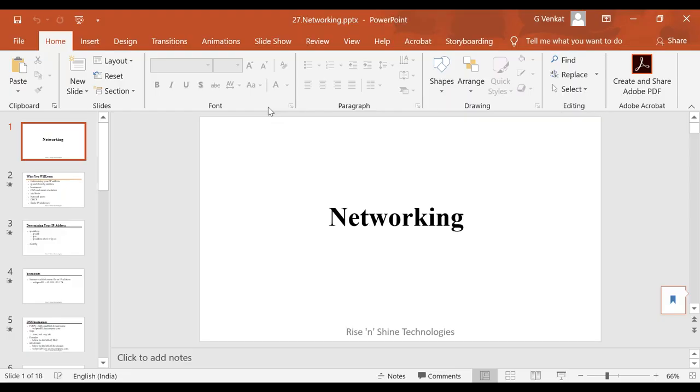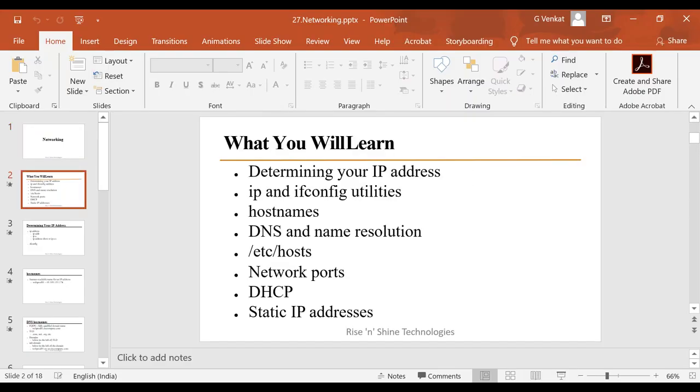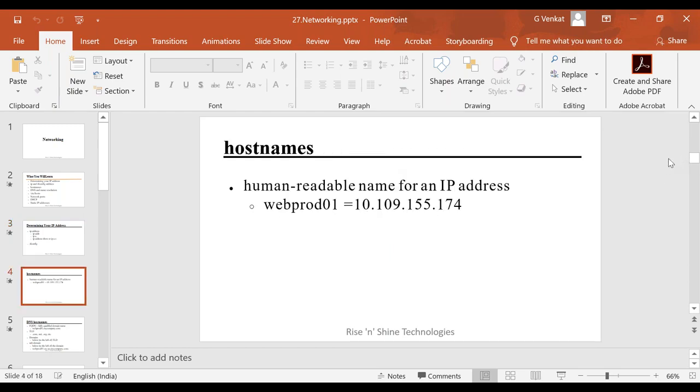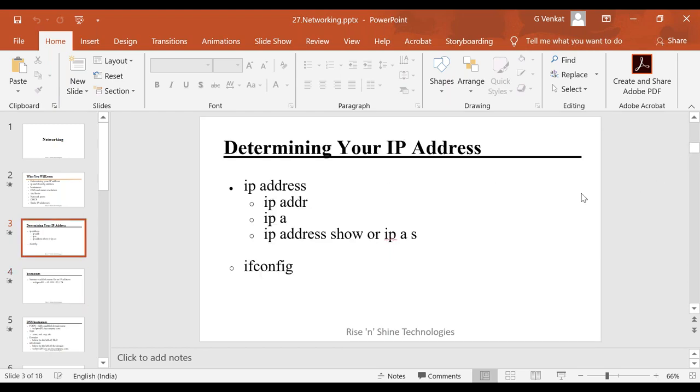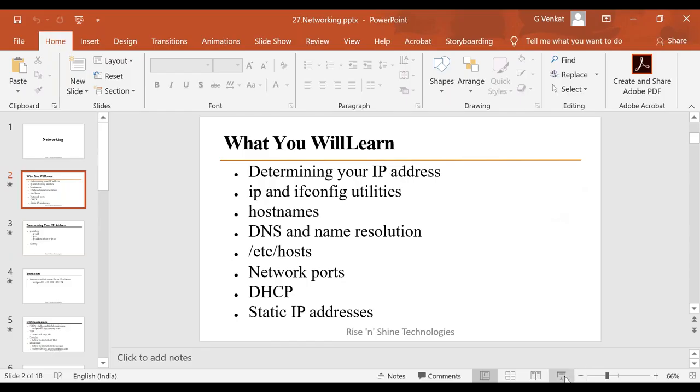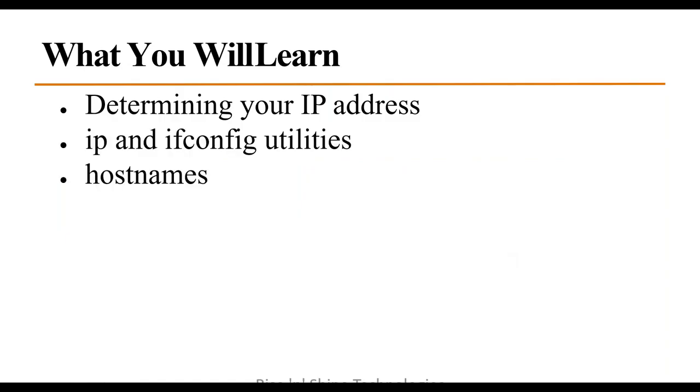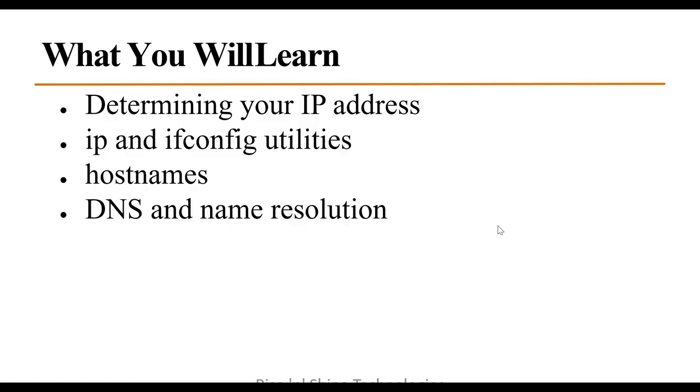If you'd like to configure networking options, where are the configuration files located? If you'd like to define host names, how do you define them, and what are the DNS options? Let's continue working on understanding these points. These are the objectives we are going to look into: how to identify IP addresses with ip and ifconfig utilities, and how to configure host names on the systems.